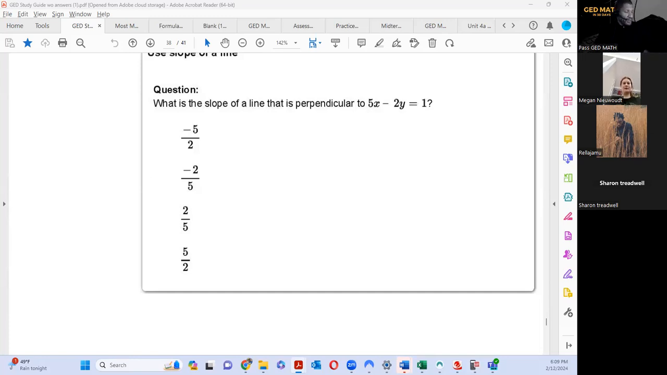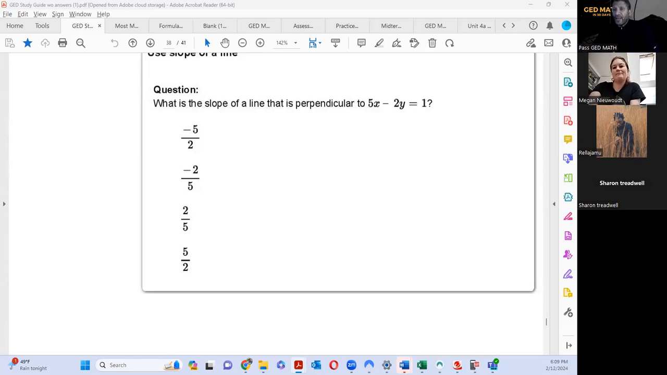So I've received a couple emails this week about how to find the slope of parallel and perpendicular lines, and how you find the equation of a parallel or perpendicular line. What other concepts have we been having issues with this week that I can go over?